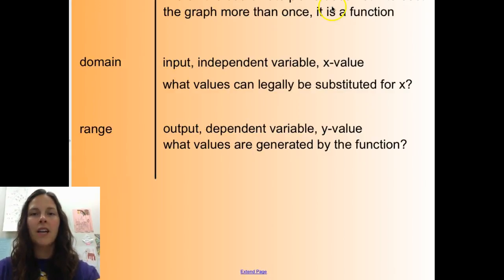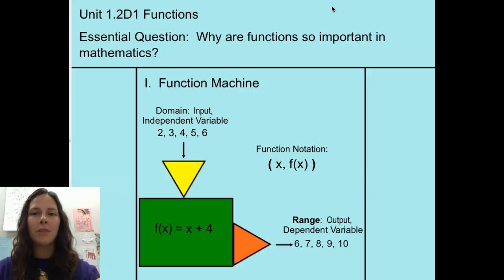Domain is any x value or input that you can put into the function, and the range is what you get out of the function, or the y values. We're going to start off with a visual representation of a function, and hopefully you'll understand the concept of domain and range a little bit better.